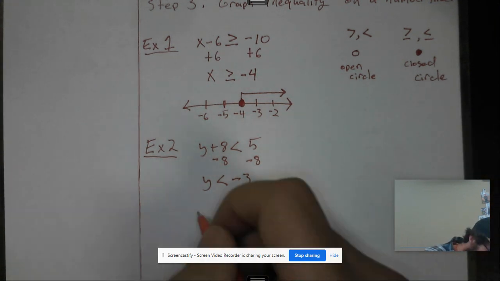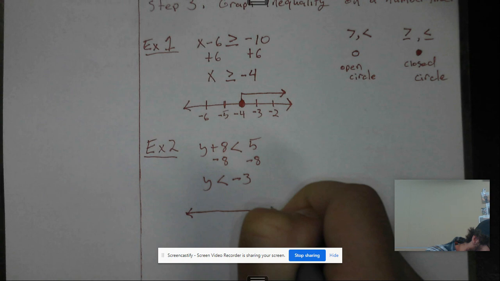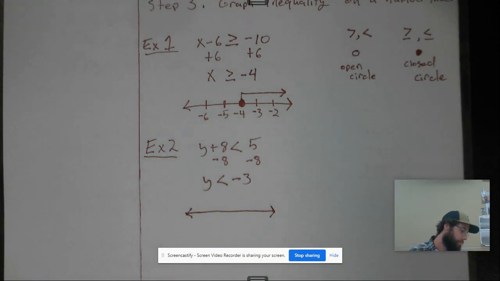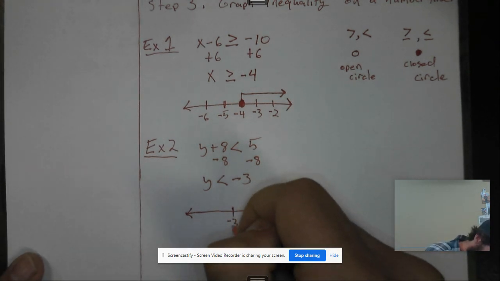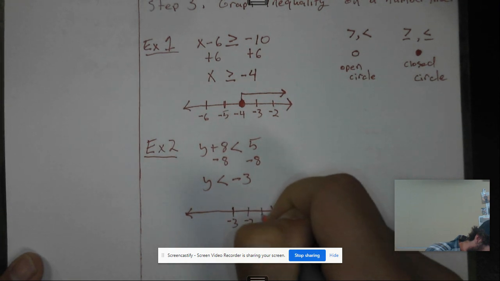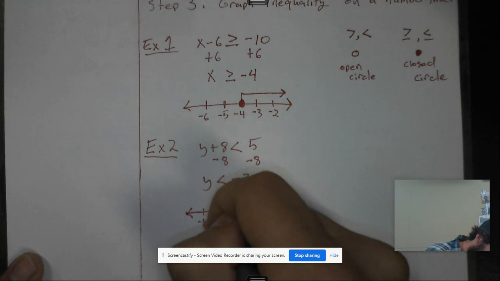Step 3 says we need to graph this on a number line. Let's go ahead and graph it on a number line. When I graph this on a number line, I'm going to put the -3 here in the middle. I'm going to go up -2, -1. I'm going to go down -4, -5.